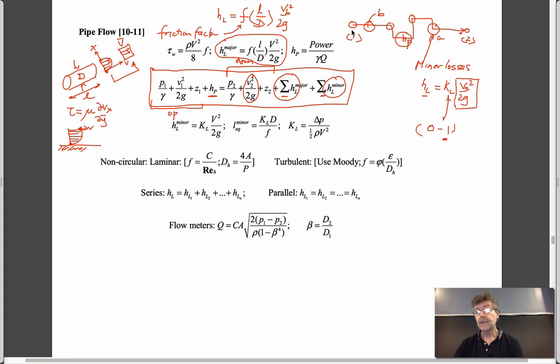So typically when we write Bernoulli, we're writing the velocity at points 1 and 2, upstream and downstream. But importantly, when we talk about the major losses and the minor losses, it makes sense that we're talking about the velocities in those fittings or in that pipe. And so the velocities that we have to use here are not necessarily the average velocities at the beginning and end points of the flow. And so we have to be aware of that.